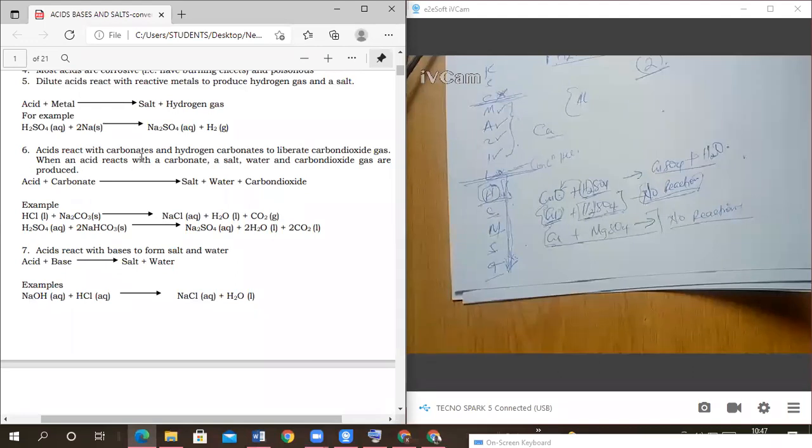Now they are saying acids react with the carbonates and hydrogen carbonates to liberate carbon dioxide gas. When an acid reacts with the carbonate, a salt is formed, water, and carbon dioxide. All these. So if the acid reacts with any carbonate, you get salt, water, and the carbon dioxide.